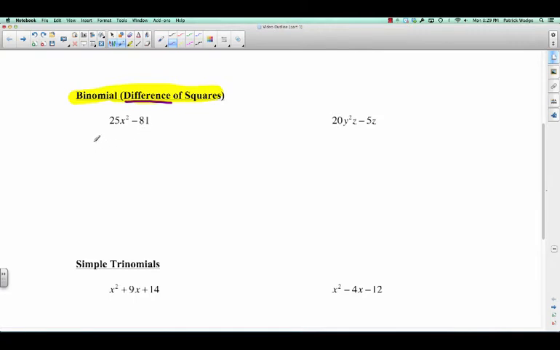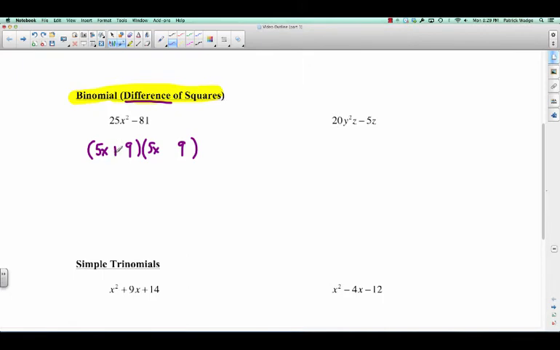And what you do is you put your 2 sets of brackets, and you ask yourself, what multiplies by itself? This is the squares part. These are both perfect squares. What multiplies by itself to get 25x squared? Well, you'd multiply 5x times 5x to get 25x squared. What multiplies by itself to get 81? 9 and 9. Now all we have to do is figure out our signs.